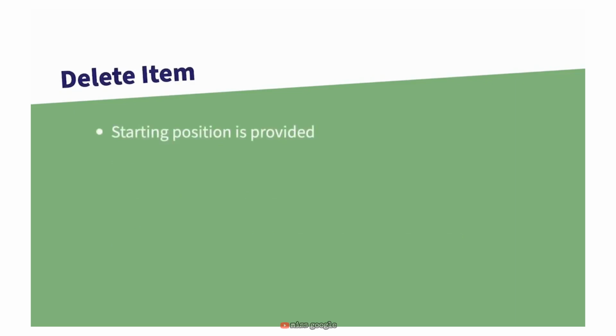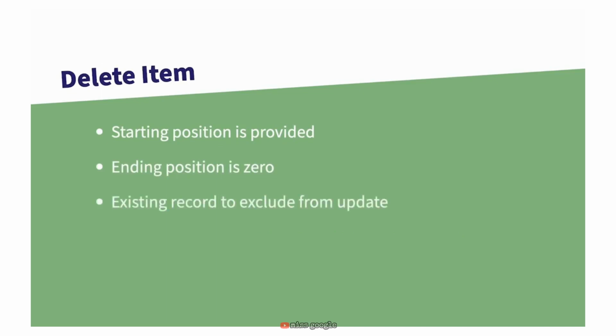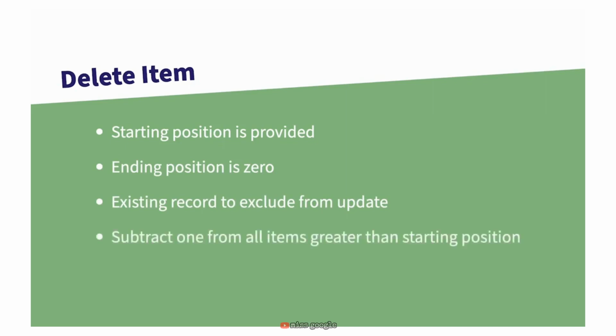When we delete an item, it's going to be the opposite. We have a starting position now, the position currently. The ending position is 0. We want to remove it from the list. We do have an existing record we want to make sure we exclude from the update. There's no sense in updating the record that we're about to delete. In order to close the hole left when we pull that item out, all items that are further down the list, items that have a greater position number, are going to subtract 1.